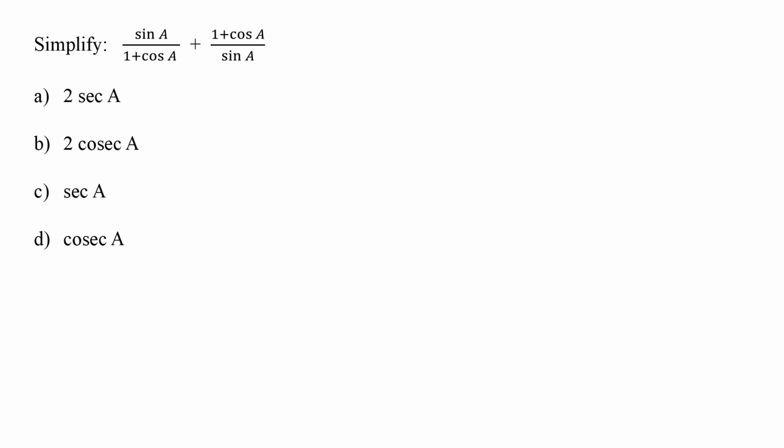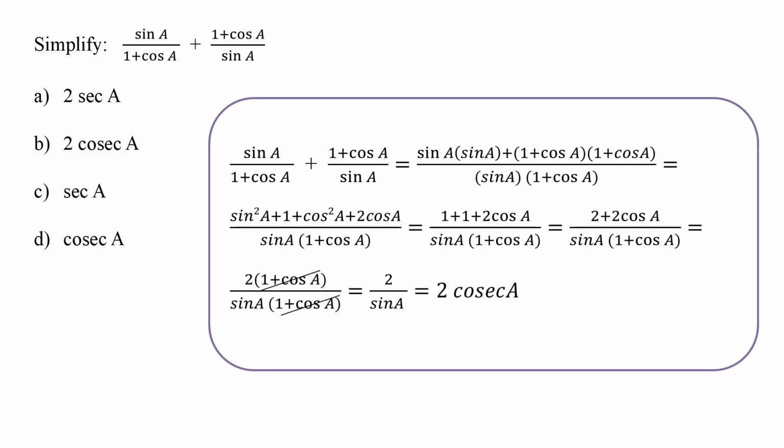Moving on, simplify sin A upon 1 plus cos A plus (1 plus cos A) upon sin A. Now simply cross multiply and you will find sin square A plus 1 plus cos square A plus 2 cos A upon the denominator. Now sin square A plus cos square A is equal to 1. Again take out common and you will find it to be 2 upon sin A, that is 2 cosec A. So option B will be correct.